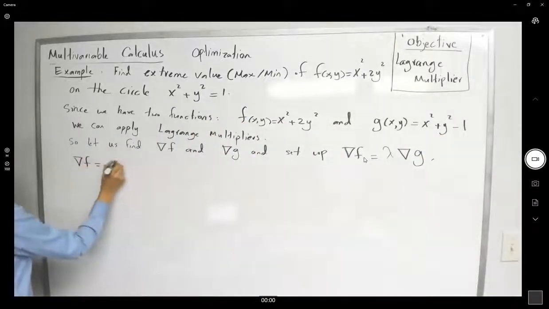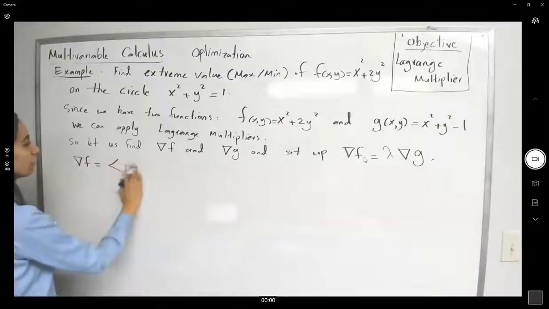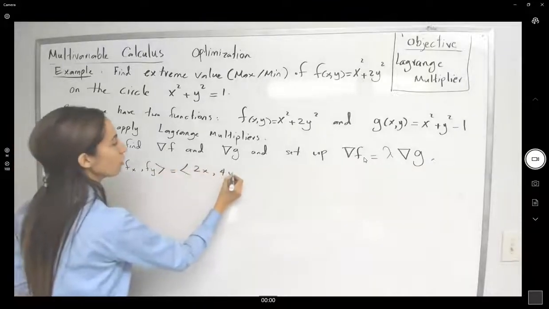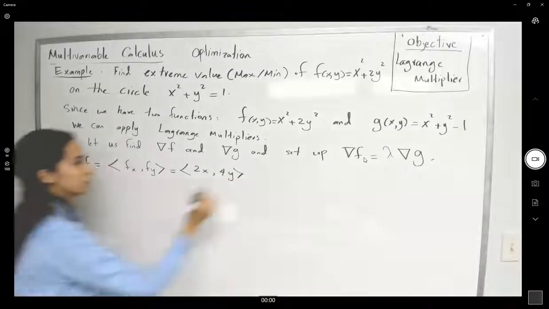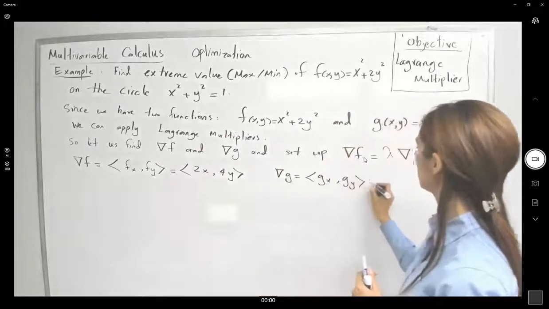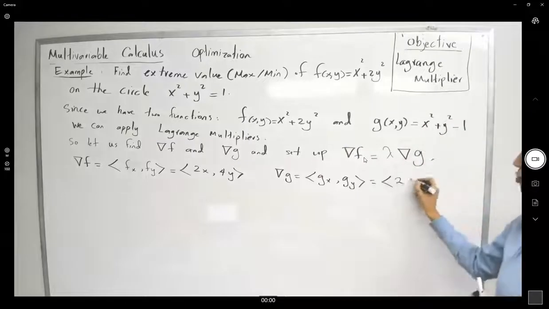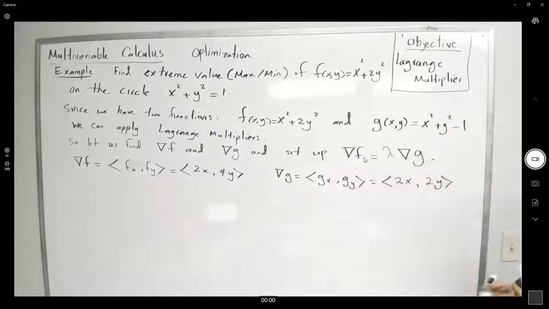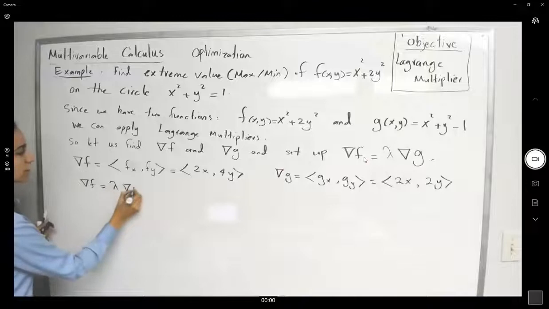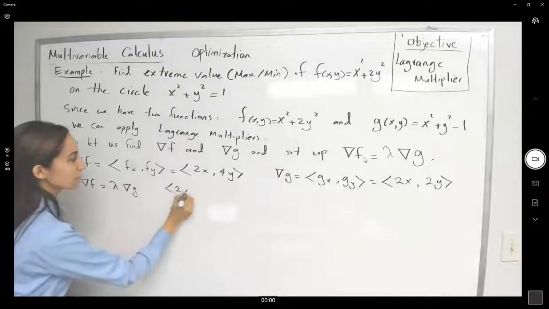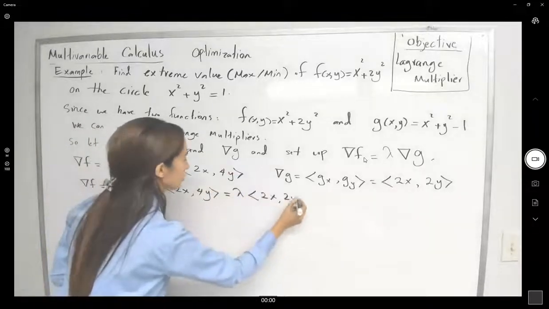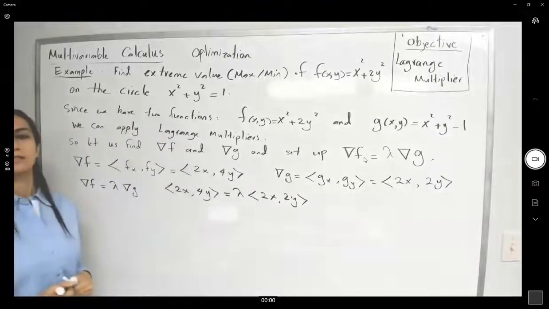So the gradient of f is equal to the vector f sub x, comma, f sub y, which is equal to 2x, comma, 4y. Well, the gradient of g is equal to g sub x, comma, g sub y, which is, well, it's not that hard, 2x, comma, 2y. Gradient of f must be equal to lambda gradient of g. What's the meaning of that? It means that 2x comma 4y is equal to lambda 2x comma 2y. The rest is algebra.